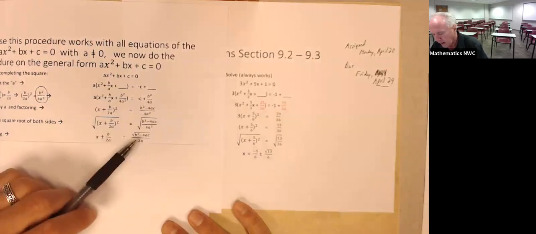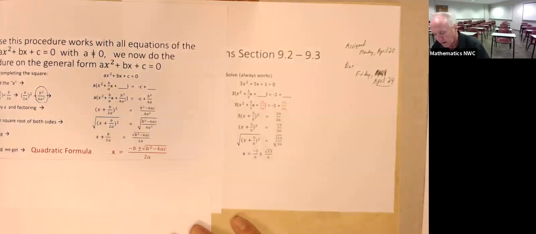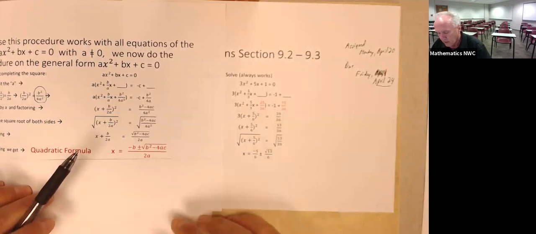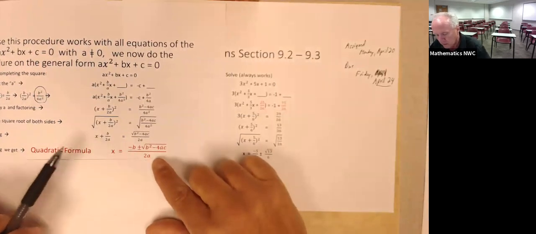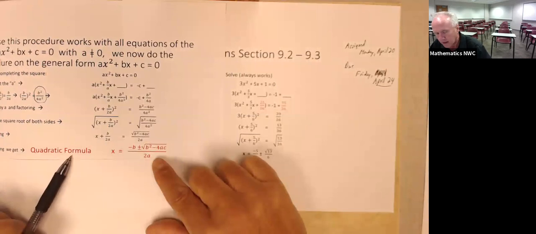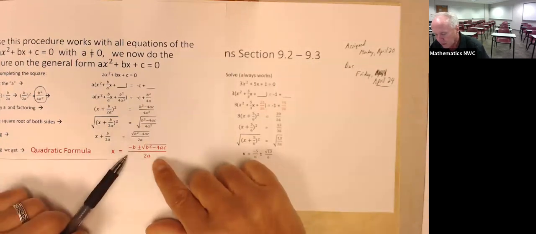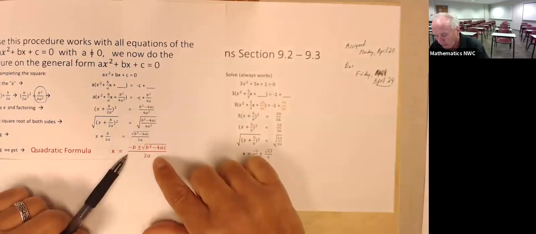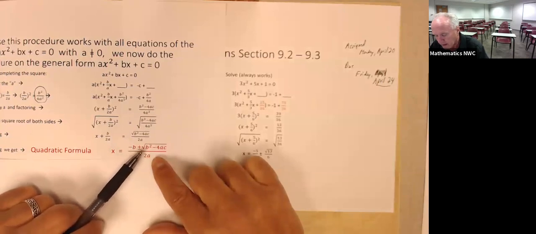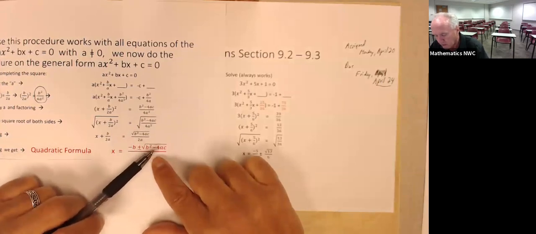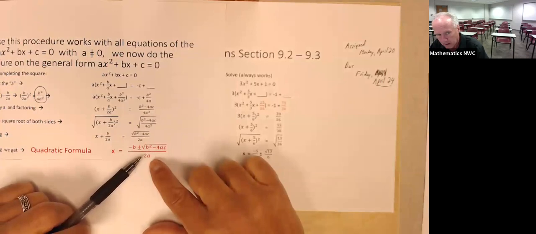Then I bring this fraction across and combine it. And I get a very important formula for us. It's referred to as the quadratic formula. It's a formula you should know by memory. Negative b plus or minus the square root of b squared minus 4ac all divided by 2a.